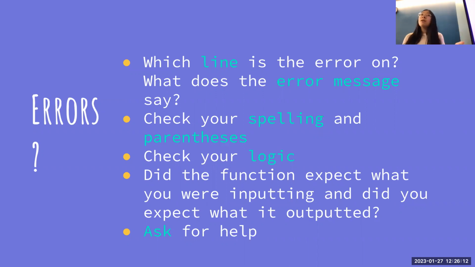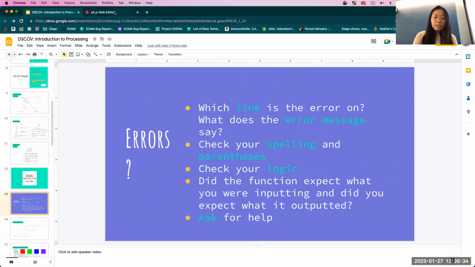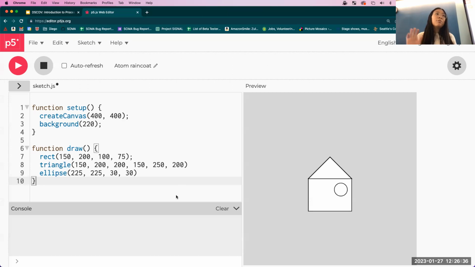The program won't yell at you for logic problems, but you'll see something and think, oh, this isn't rendering the way that I thought it would. Did the function expect what you were inputting, and did you expect what it outputted? That's the logic check. And then of course there's always ask for help. So let's take a look. Hopefully through this exercise you got some weird things, and hopefully you tested as you went.